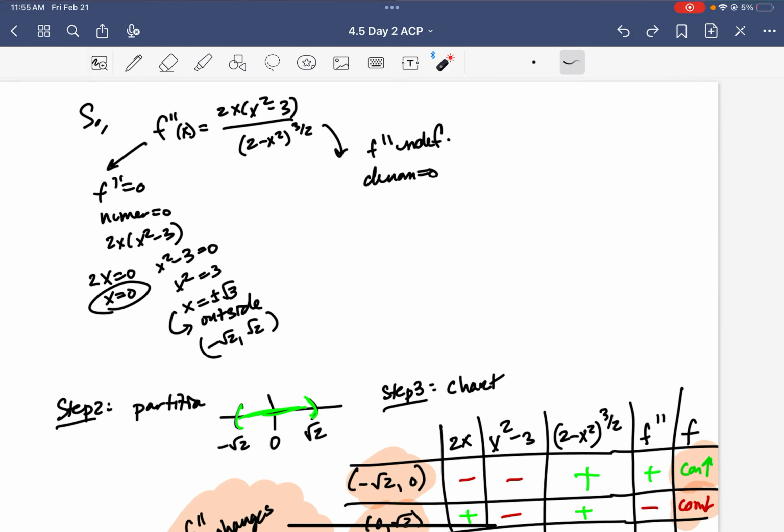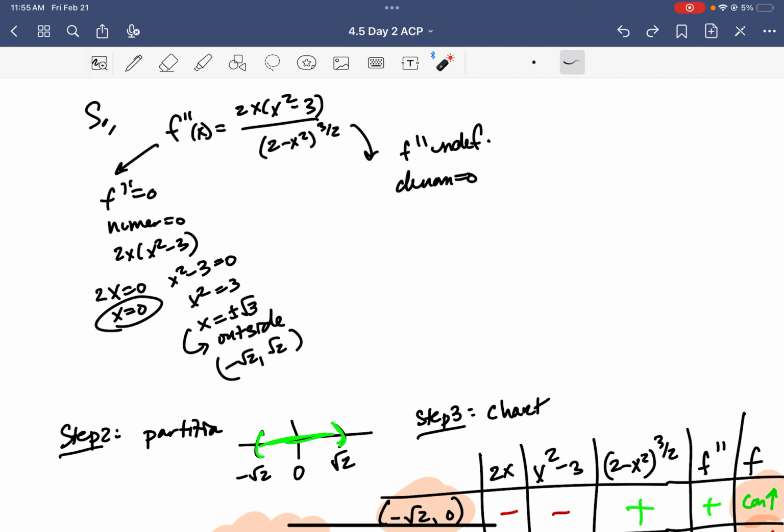So here, if this, our second derivative, is equal to 0, we get this. But notice we get plus or minus the square root of 3 also. That's outside of our interval, so we will not use it as part of our partition.